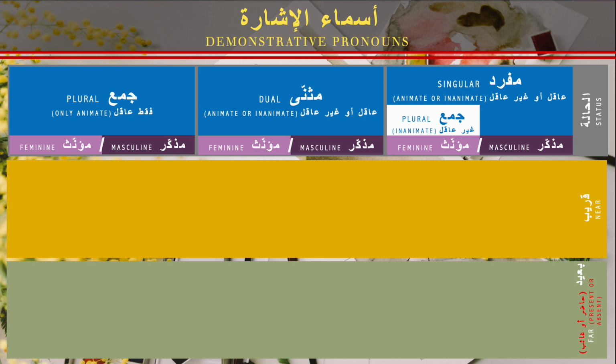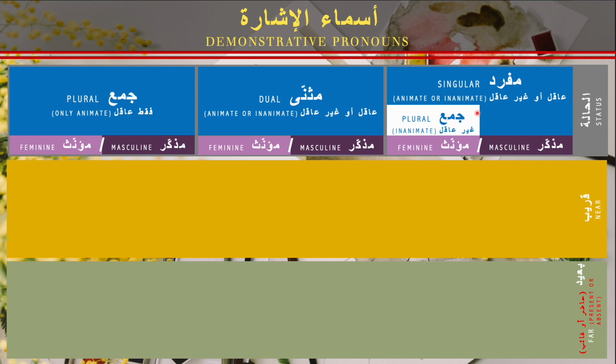Point number 1. Originally, in modern standard Arabic, the demonstrative pronouns and determiners rely on the nature of the nouns they are indicating from 4 aspects. Aspect number 1, if the noun is singular, dual, or plural. Aspect number 2, whether the noun is masculine or feminine. Aspect number 3, if it is present, seen, or absent, not seen. Aspect number 4, if it is animated or inanimated.